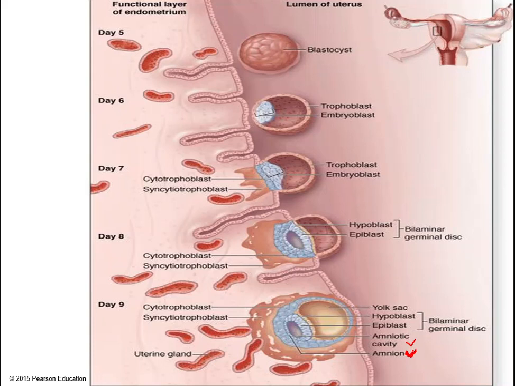Okay? So this is just a differentiation, again, of the embryoblast or the inner cell mass. Just remember, there is a two layered embryonic disc made of the epiblast and hypoblast. Cavities on both sides. The blastocyst cavity will eventually form the yolk sac. The amniotic cavity will become surrounded by the amnion, which actually is developed from the epiblast. And the amniotic cavity will contain amniotic fluid.